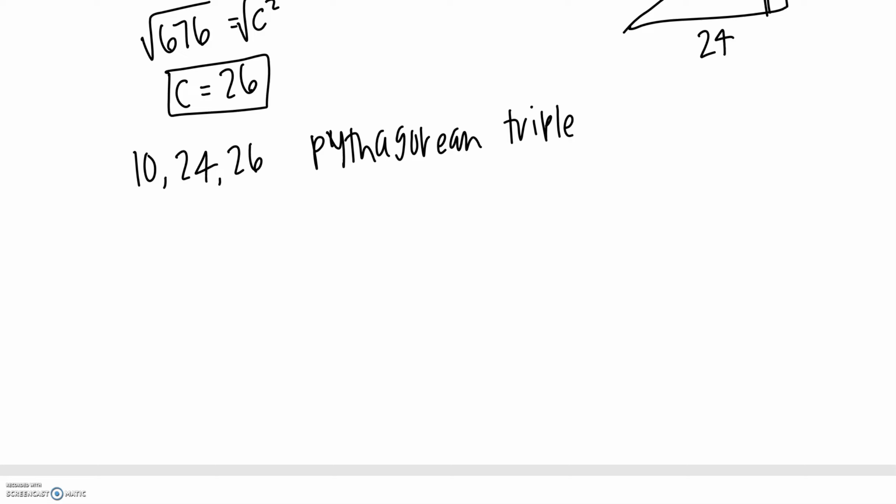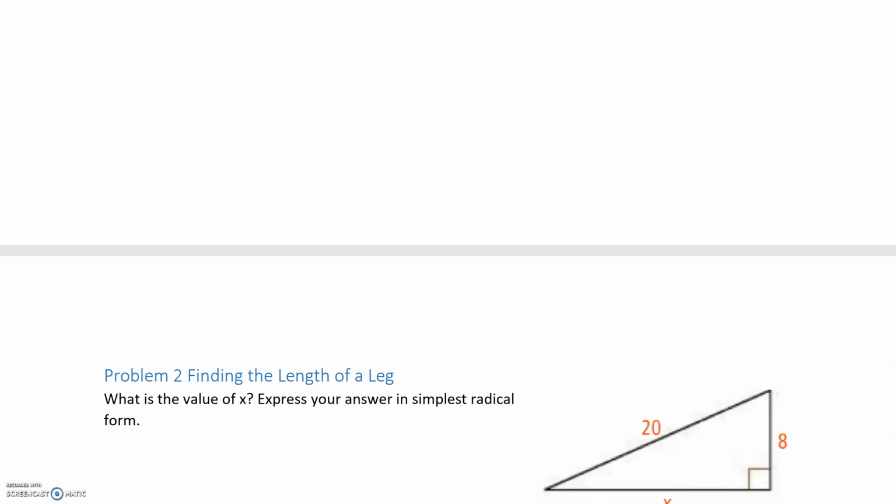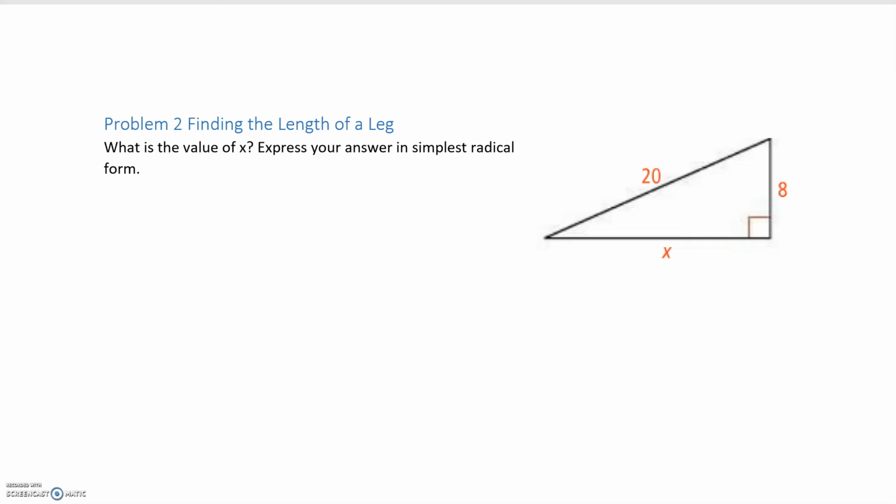Okay, we go ahead on to the next one. Now we're going to look at finding the legs of the triangle. So on the last page we found the hypotenuse, now we're going to find the leg. Okay, so that just means that we're going to have x squared plus 8 squared equals 20 squared. Okay, so now that leaves us with x squared plus 8 squared is going to be 64 equals 20 squared, which we've already found is 400.